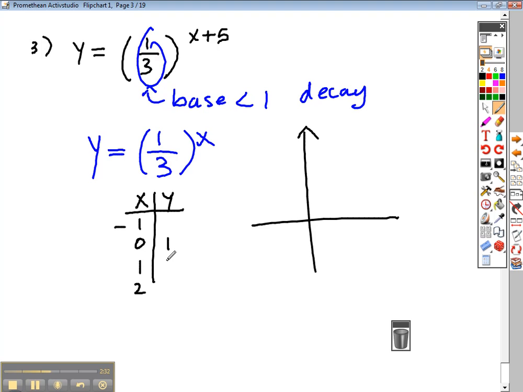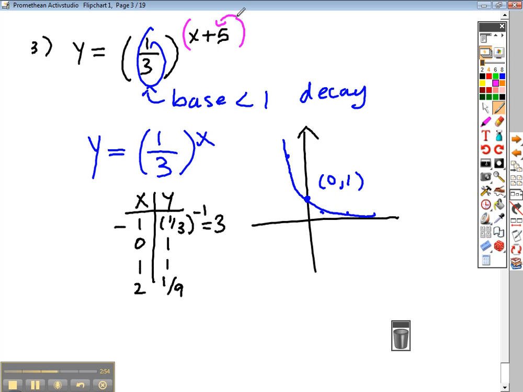1/3 to the 1 is 1/3. 1/3 to the second is 1/9. 1/3 to the -1, we'll flip it, so it becomes 3. So essentially, you can see that the graph passes through 0, 1, and then it gets less and less, and somewhere up here, so it's going to be exponential decay, 0, 1. The original problem has a +5, so that tells me it's going to move 5 to the left. So what I would do to graph this is just move this point 1, 2, 3, 4, 5. There it is, and that point is now at -5, 1.